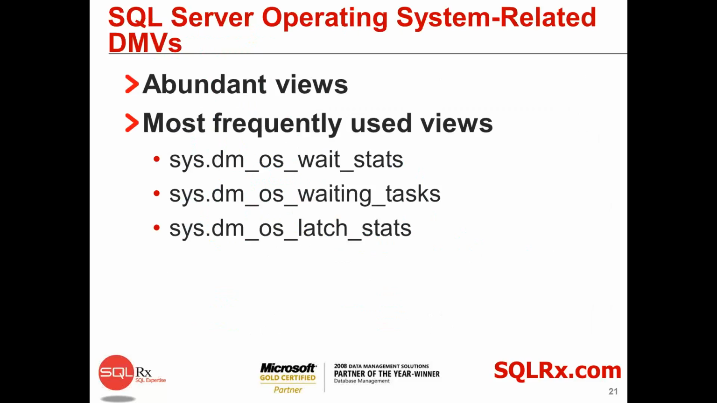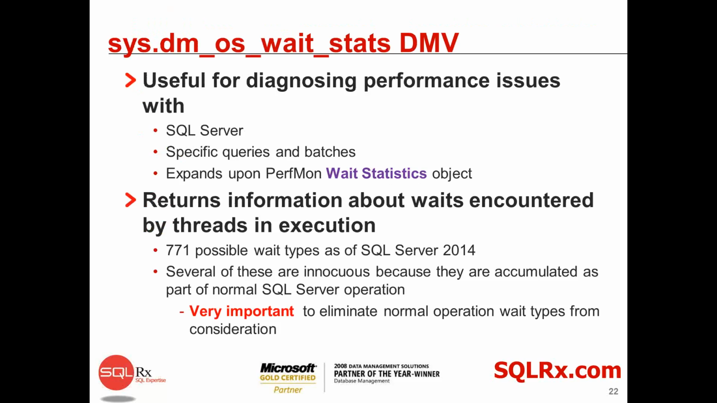SQL Server operating system views, there are many of them. So there are 3 that we use the most: the OS wait, OS waiting tasks, and OS latch. OS wait is useful for diagnosing performance problems in large categories, like do we have too many parallel queries running on this system? Are we locking like crazy somewhere, et cetera. There are 771 possible wait types as of 2014. These things seem to grow by a few hundred every release lately.